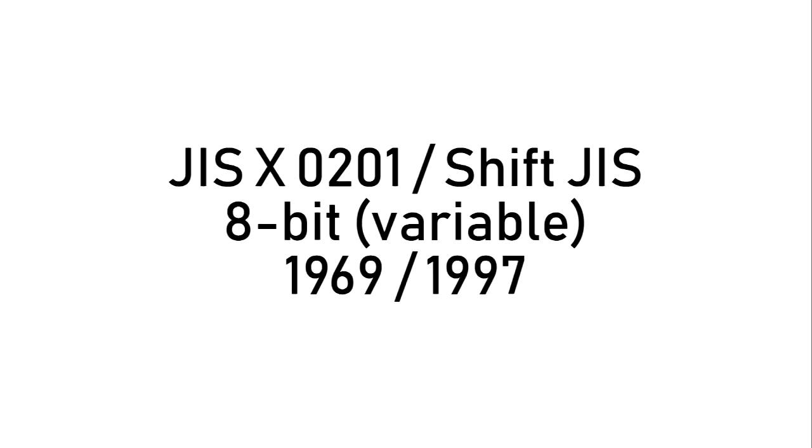There's only freedom here. So you don't get that. Now, the Japanese were also up to their own thing, because they were like, we have different characters, please. We need to encode them. We need to send letters. So they came up with something called JIS X 0201 in 1969 and Shift JIS in 1997.